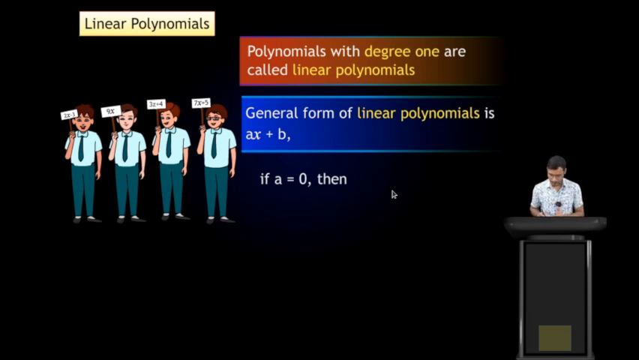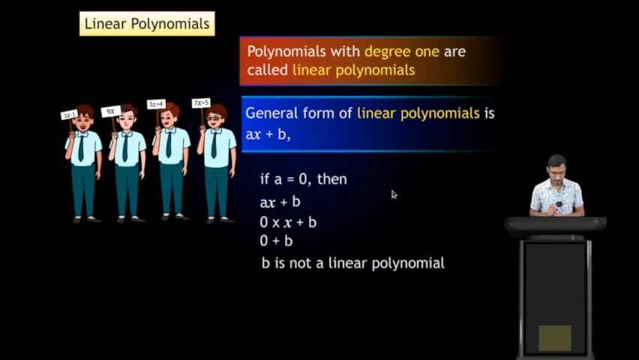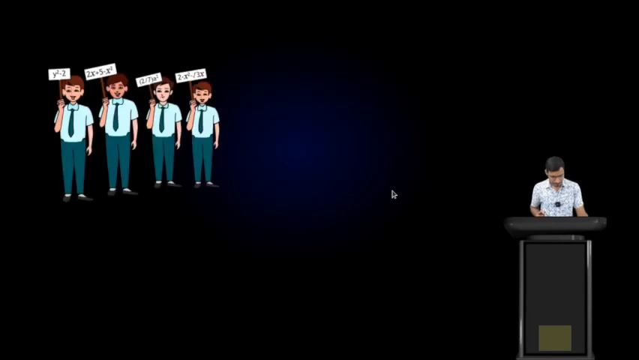If a equals 0, then 0 into x plus b is 0 plus b, which is just b, and that is not a linear polynomial here. So the condition is a does not equal 0. Remember always, the general form of a linear polynomial is ax plus b, but the condition is a does not equal 0.